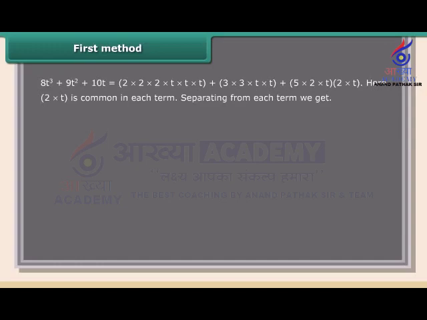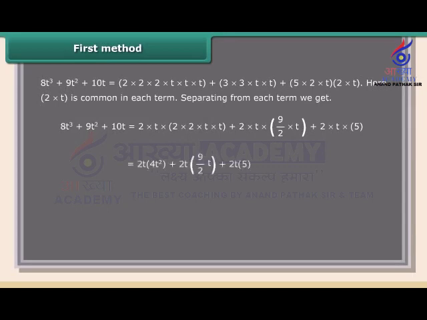Separating from each term we get 8t cube plus 9t square plus 10t is equal to 2 into t into 2 into 2 into t into t plus 2 into t into 9 upon 2 into t plus 2 into t into 5, which is equal to 2t into 4t square plus 2t into 9 upon 2 into t plus 2t into 5 is equal to 2t into 4t square plus 9 upon 2 into t plus 5.